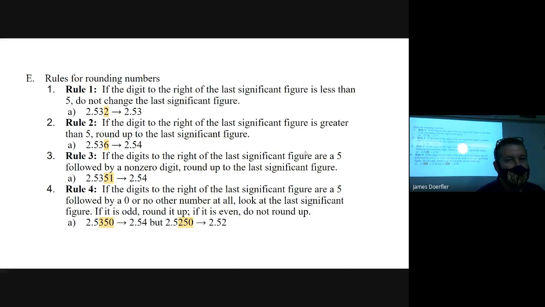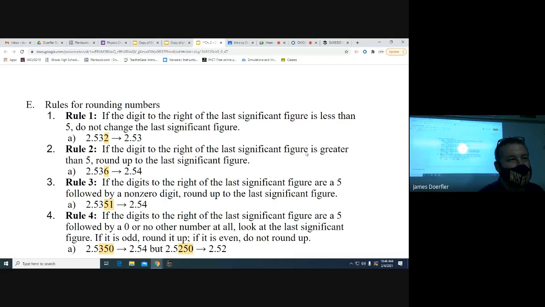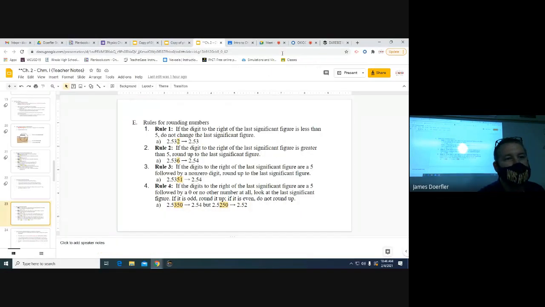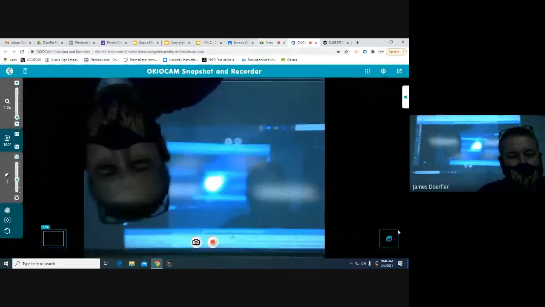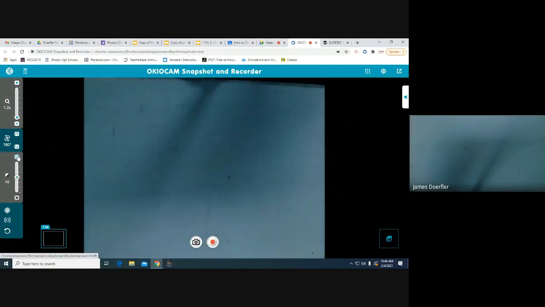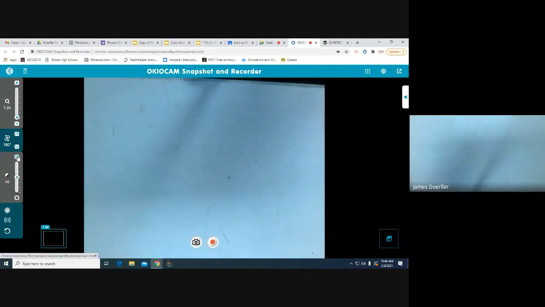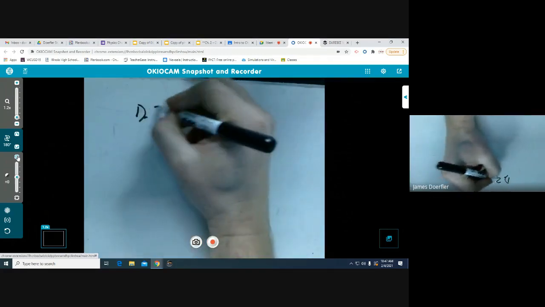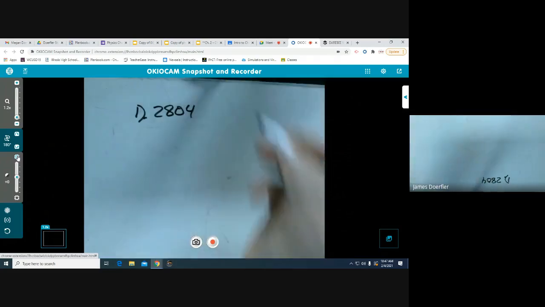Those of you at home, I posted it in the classroom, so if you're still here, then you can see them. I'm going to just do this on the whiteboard here. All right, so let's take a couple of examples. Let's look at the first one real quick. Number 1, 2804. We are to figure out and state how many sig figs are present.